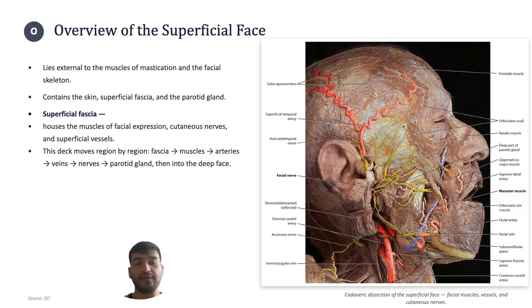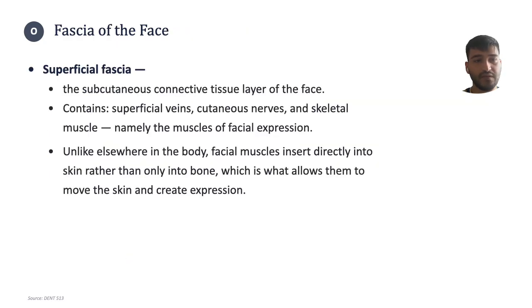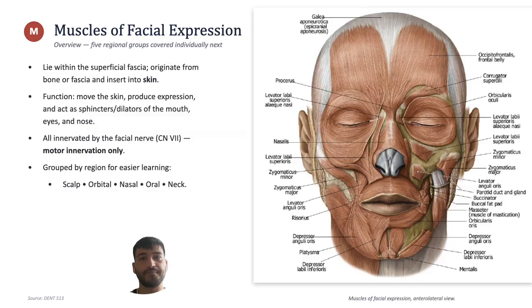The big gland that we're going to be looking at at the end is the parotid gland. We're going to be looking at the facial artery, and the distinctions between what to focus on and what not to. The superficial fascia is just a subcutaneous connective tissue layer, and the only thing you've got to know is that the facial muscles insert directly into the skin, because that's how we get facial expression.